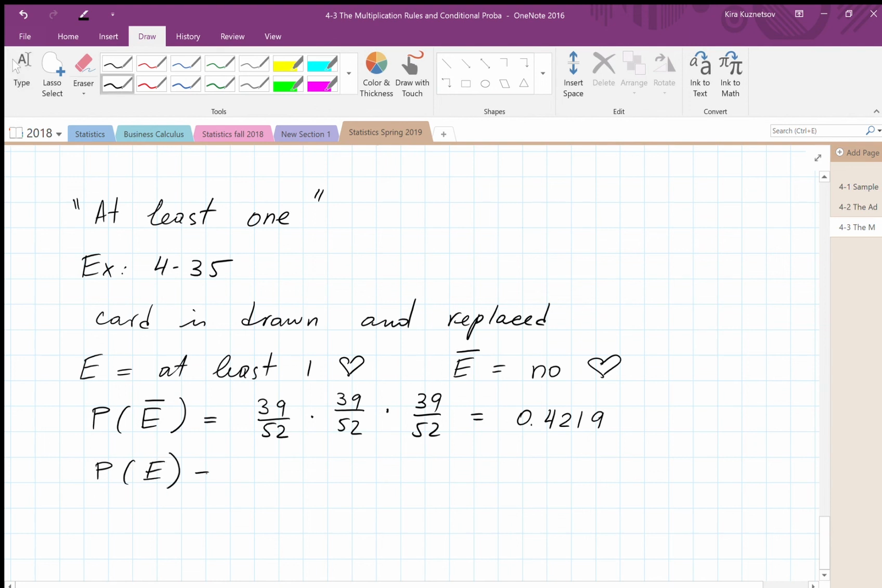Now, I don't need the E complement, I need the probability of E. I need the probability of at least 1. So the probability of the event E is 1 minus the probability of the complement. Therefore, the probability of drawing at least 1 heart is 1 minus 0.4219. The answer is 0.5781.